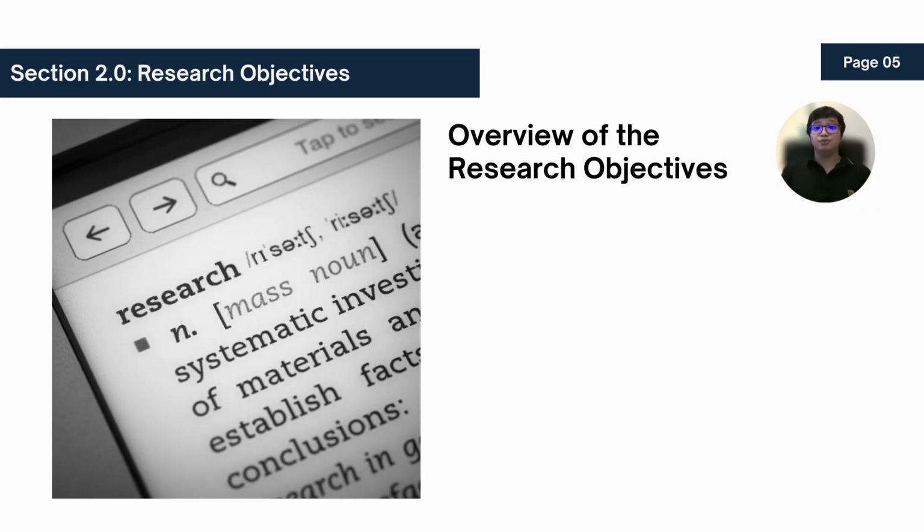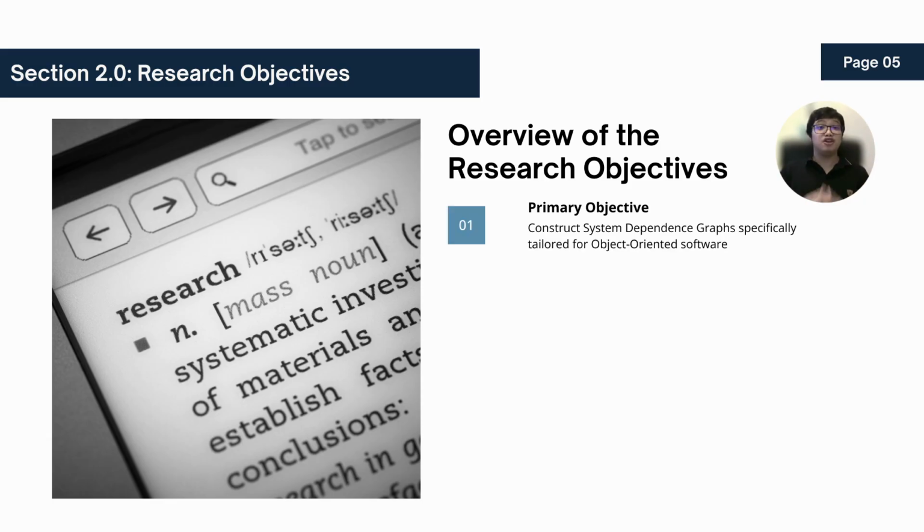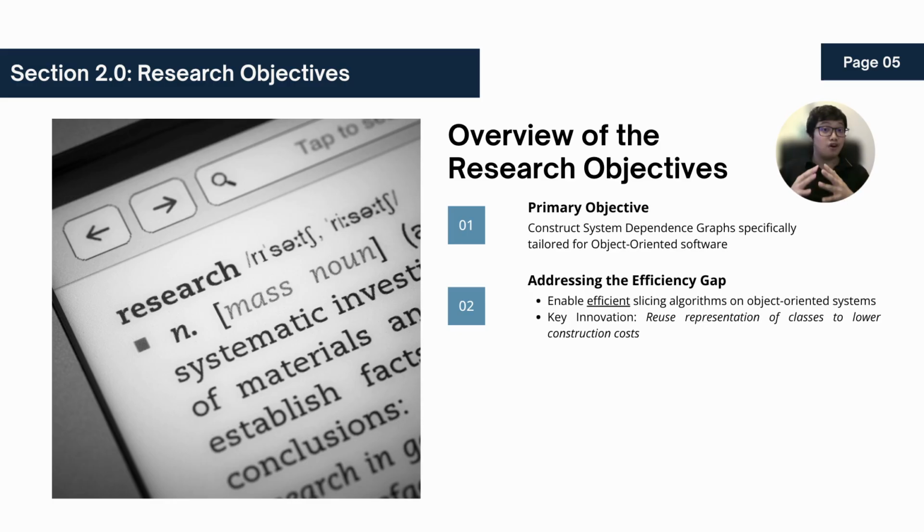Moving on to section 2, I'd like to walk you through the research objectives of this paper. At a high level, the authors had one primary goal: to construct system dependence graphs that are specifically tailored for object-oriented software. But to make this actually work, they targeted 3 specific areas shown here. First, they focused on what we can call the efficiency gap. In the introduction, the authors argue that an efficient graph representation for object-oriented software should consist of a class representation that can be reused. They identified that minimizing construction costs via reuse was essential for the technique to be practical.